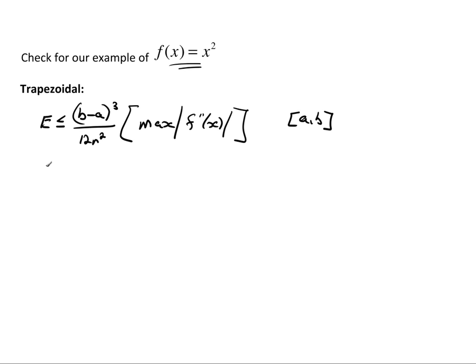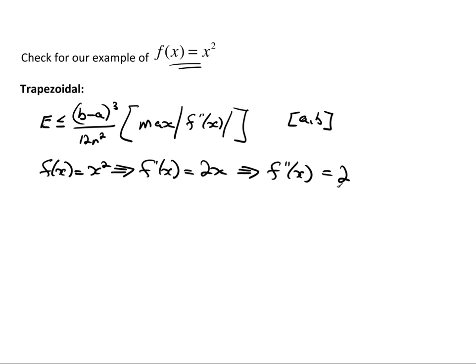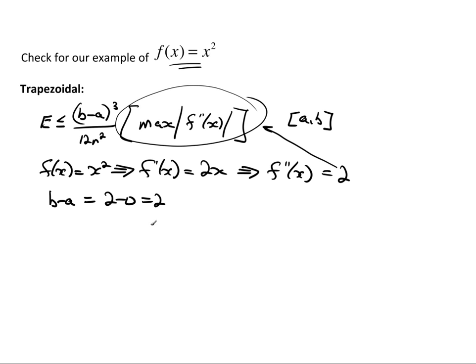Okay, so let's start off with f of x equals x squared. That means f prime of x equals 2x. That means f double prime of x equals 2. 2 is a constant function. The maximum is 2. So this right here will be replaced with 2. Now b minus a equals 2 minus 0, which equals 2. And n equals 4. Now, basically, we're done.